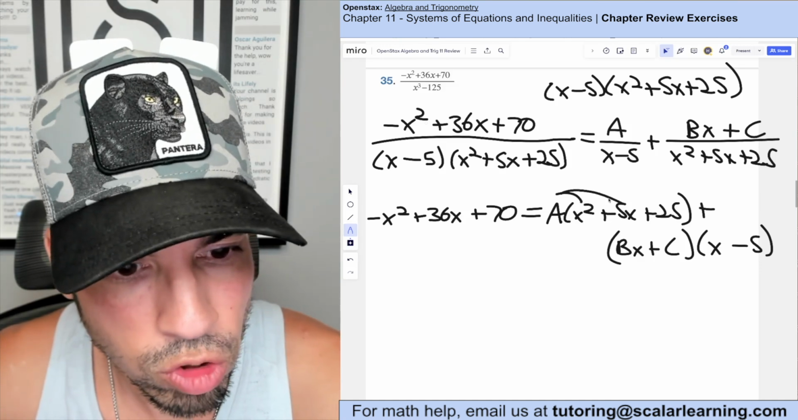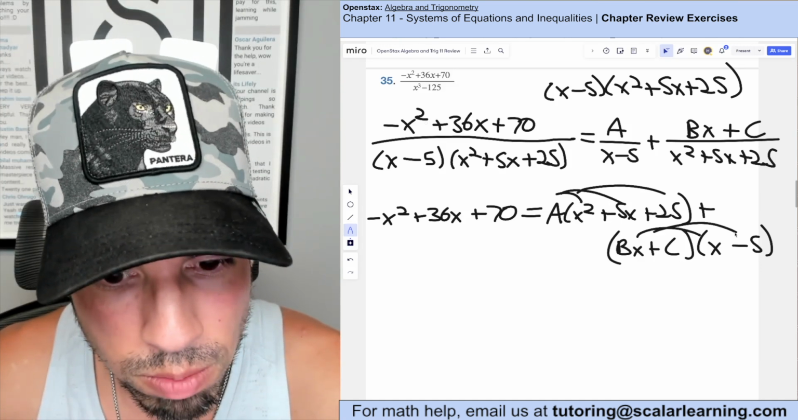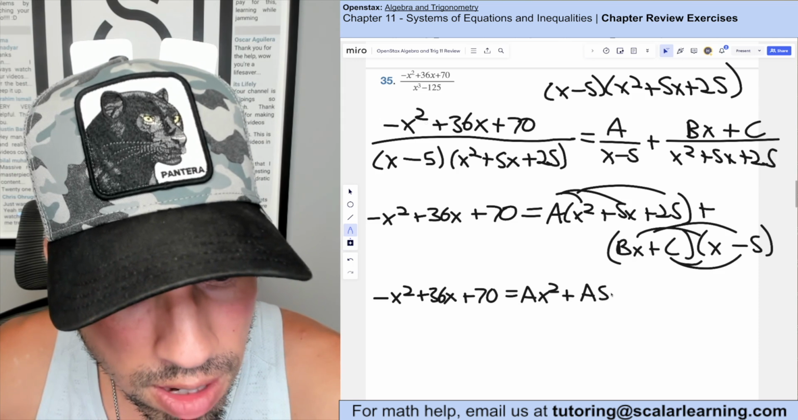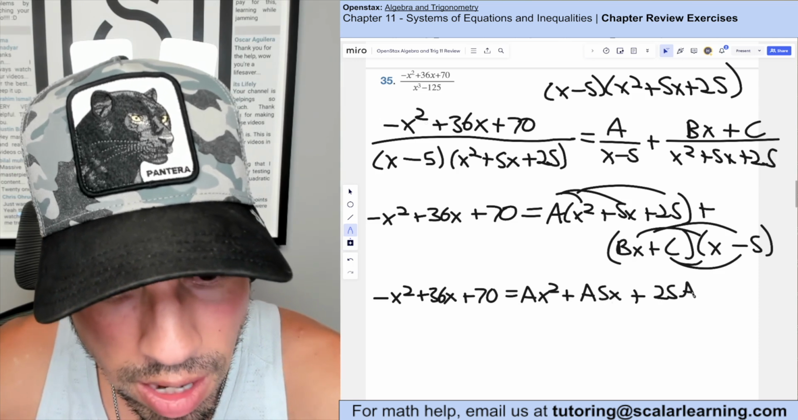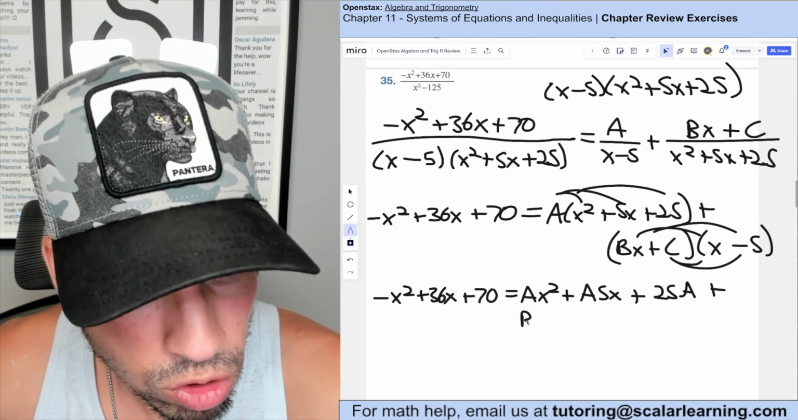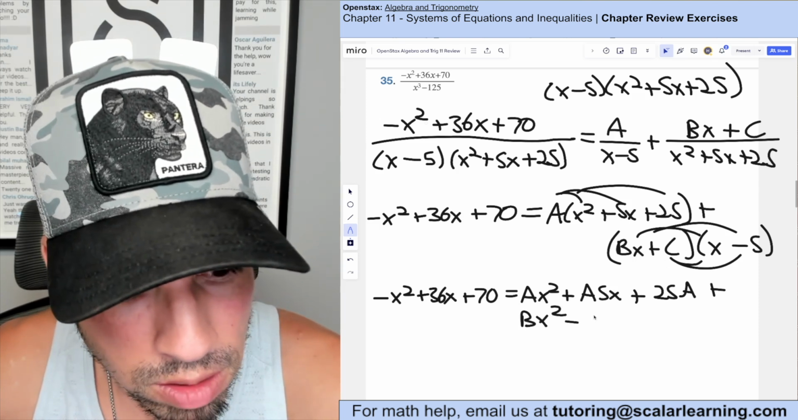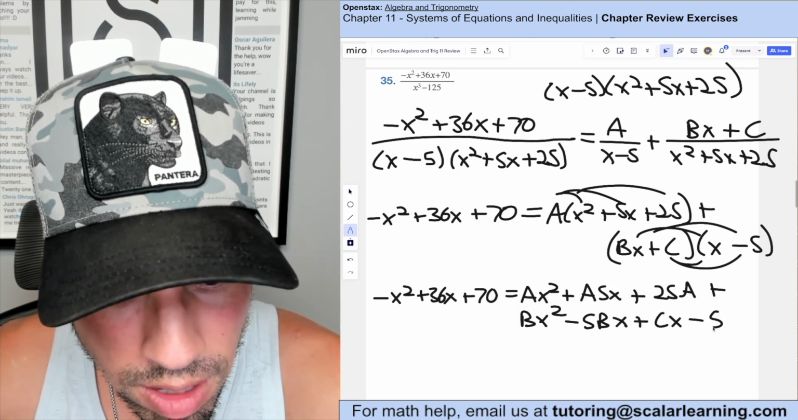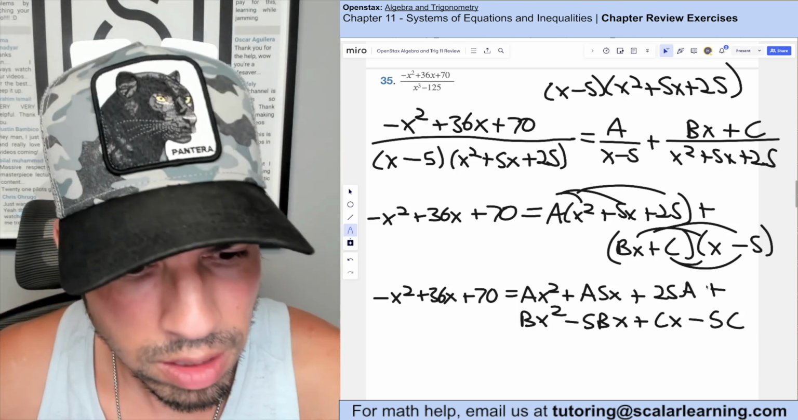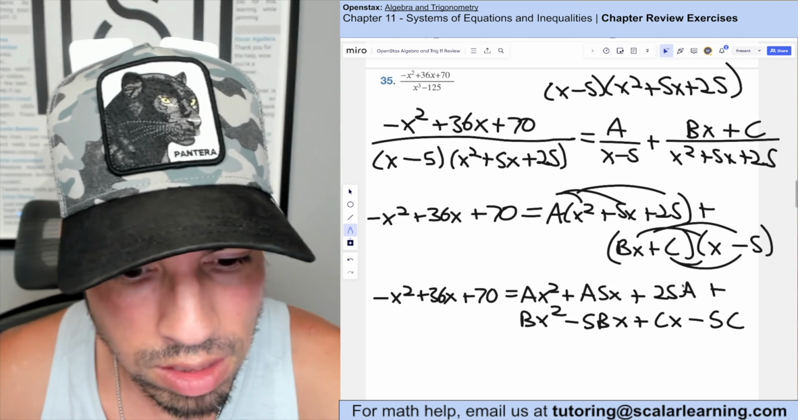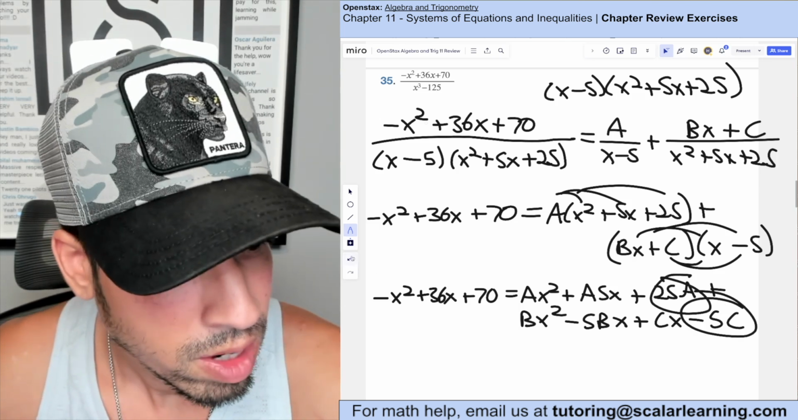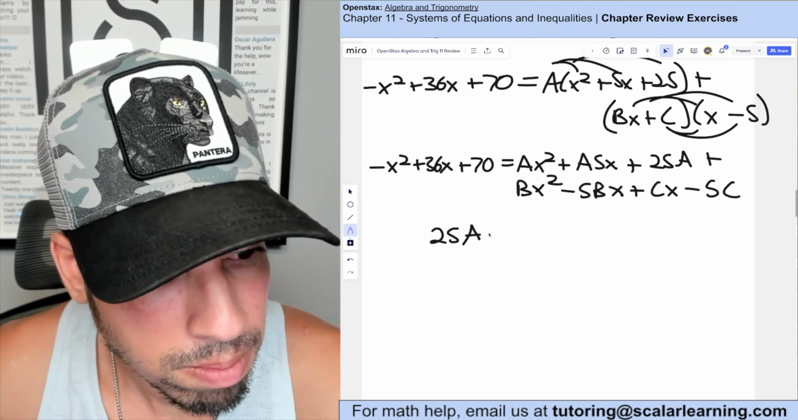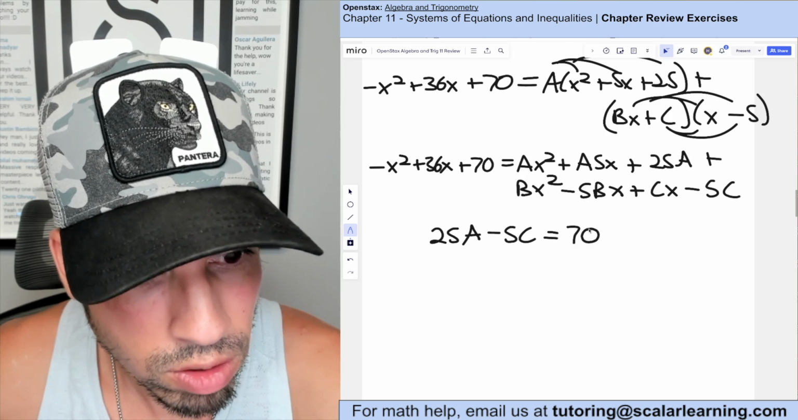So next I'm going to distribute, and we're also going to FOIL this guy. Boom, boom, boom, boom. And we got ax squared plus a5x plus 25a, and then we've got plus bx squared. Okay, then we got minus 5bx, and then we got plus cx, and then minus 5c. Okay, now let's take a look at everything. I see some interesting things right off the bat. I see the only constants are here and here. And that's pretty cool because that's going to equal 70. So 25a minus 5c equals 70.